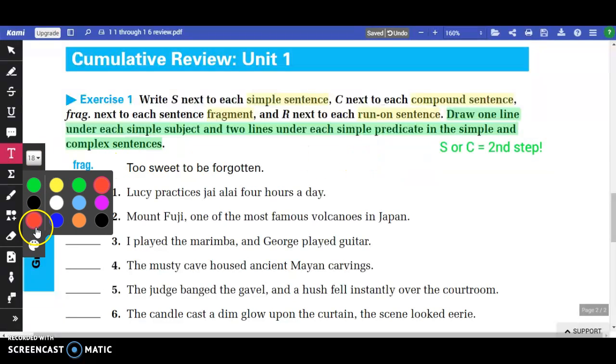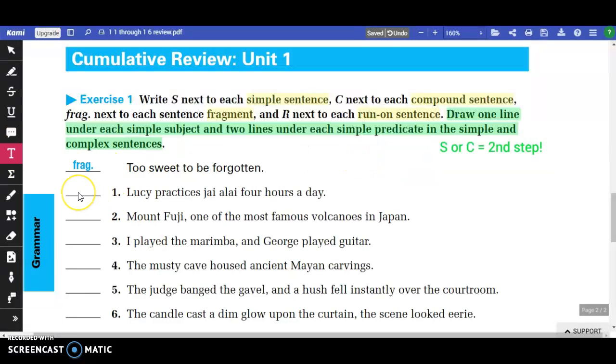Let's do a few together. 1. Lucy practices judo 4 hours a day. This is a simple sentence, so I'm going to write S. 2. Mount Fuji, one of the most famous volcanoes in Japan. This is not a complete sentence. It lacks a predicate. I don't know what they're trying to tell me about Mount Fuji or what Mount Fuji did or is or has, so I'm going to write fragment here.